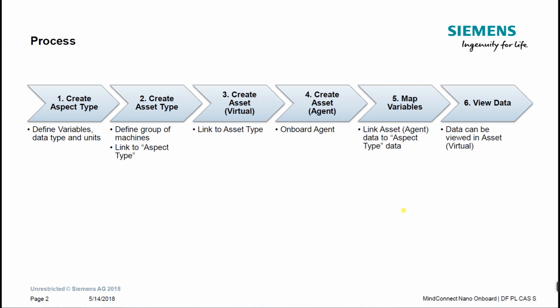You do need to create a link to the physical asset. In order to do this, you need to create an asset agent. The agent here is a MindConnect Nano, and you need to go through the onboarding process for a MindConnect Nano. For those of you who have MindSphere version 2, it's a very similar process, but there are some differences. But I'll go through this step by step as well.